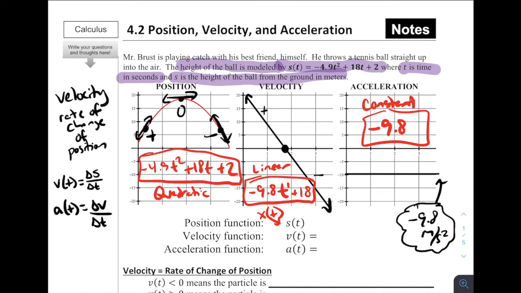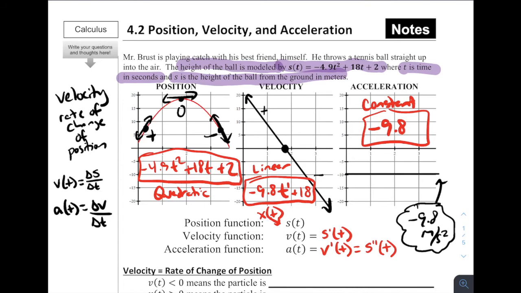But the velocity is the rate of change of the position, so it is the derivative of the position function. Velocity is the derivative of position. The acceleration is the derivative, or the rate of change, of the velocity. So a of t is equal to the derivative of the velocity function. Or, if we want to get real crazy, it's the second derivative of the position function.